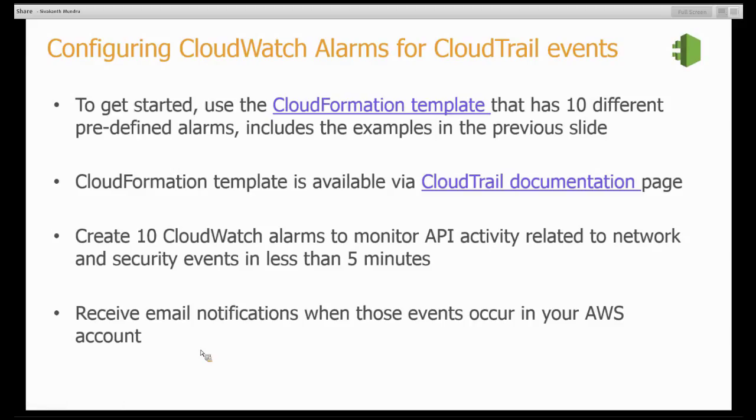You can set this up in less than 5 minutes. We'll go through that really quickly in a demo here. And then once you're set up, you will receive email notifications when those events occur in your AWS account. The entire complexity around setting up an alarm, and the syntax for monitoring a particular event, is all abstracted into a CloudFormation template, and you go through a simple click in a couple of minutes, and then you'll be good to go.